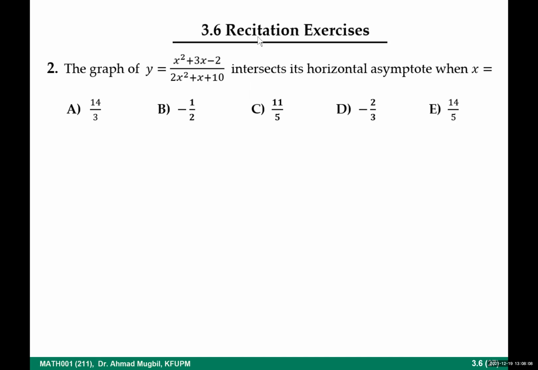Of course, a horizontal asymptote is a horizontal line. Any horizontal line, its equation will be y equals something. So here he told you that the graph intersects its horizontal asymptote. The question is where or when it will intersect it. At which x value will they intersect each other?